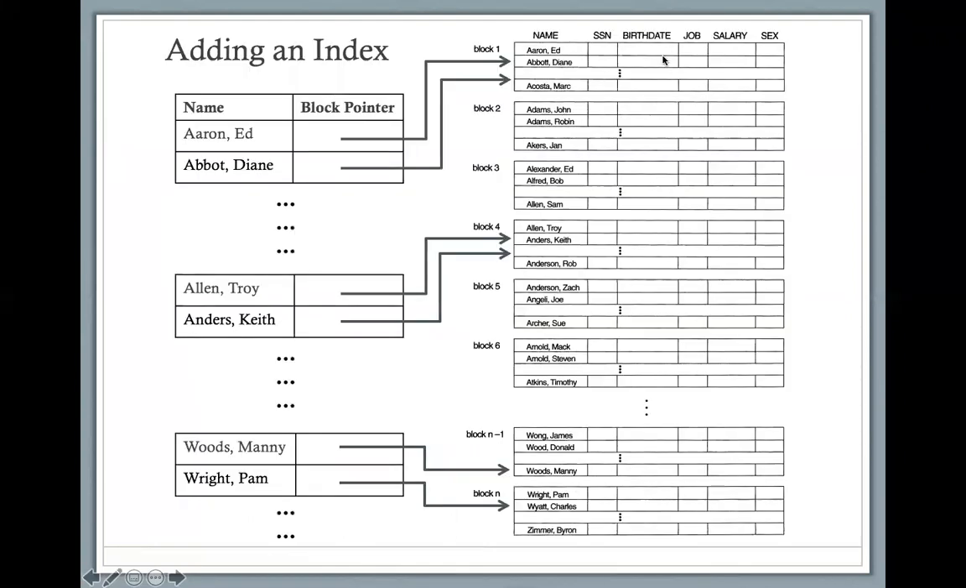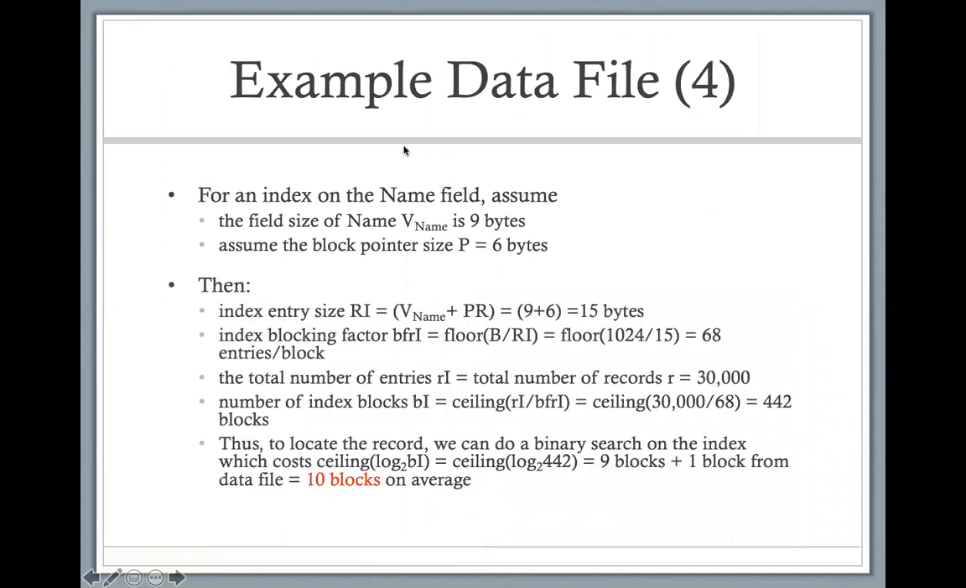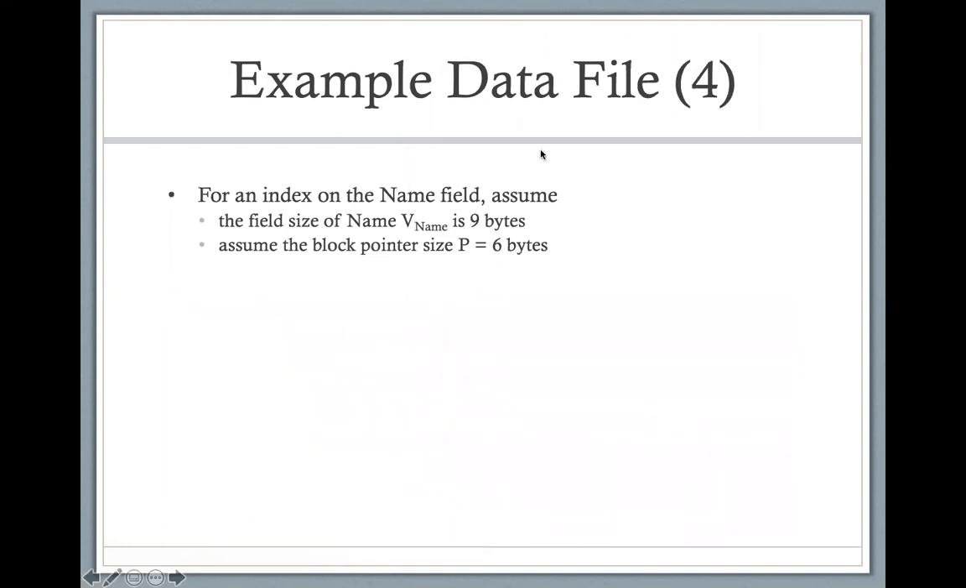I can store only 10 records per block because the record size is 100, but I can store a lot more index entries because they're smaller in size. There's only 15 bytes compared to 100 bytes. So I can store 68 entries per block. So the total number of entries is equal to obviously the total number of records.